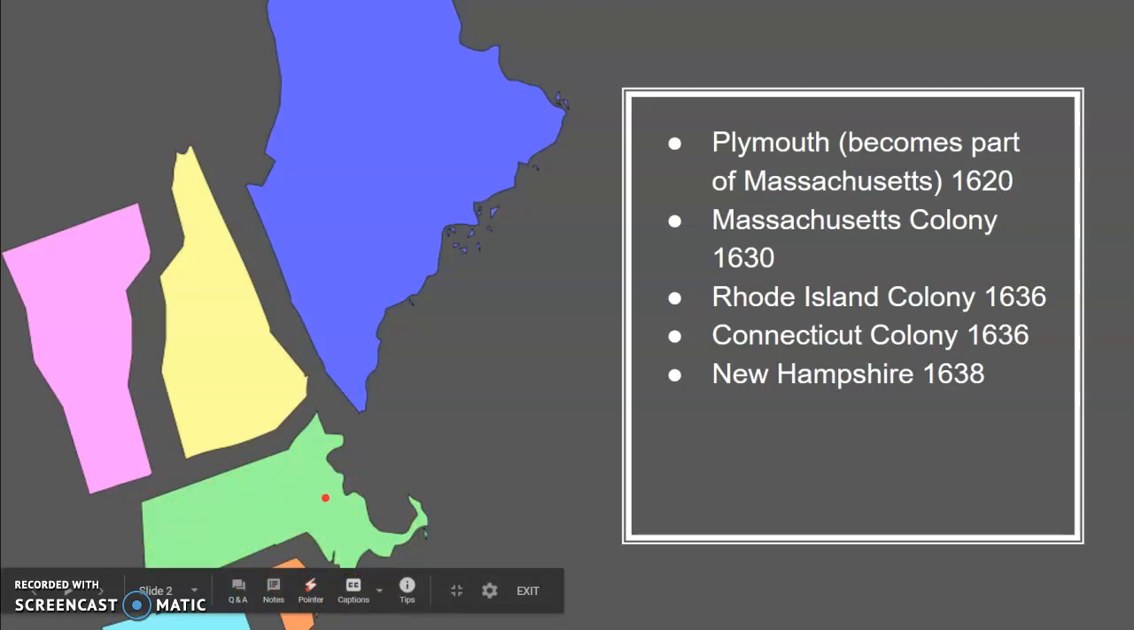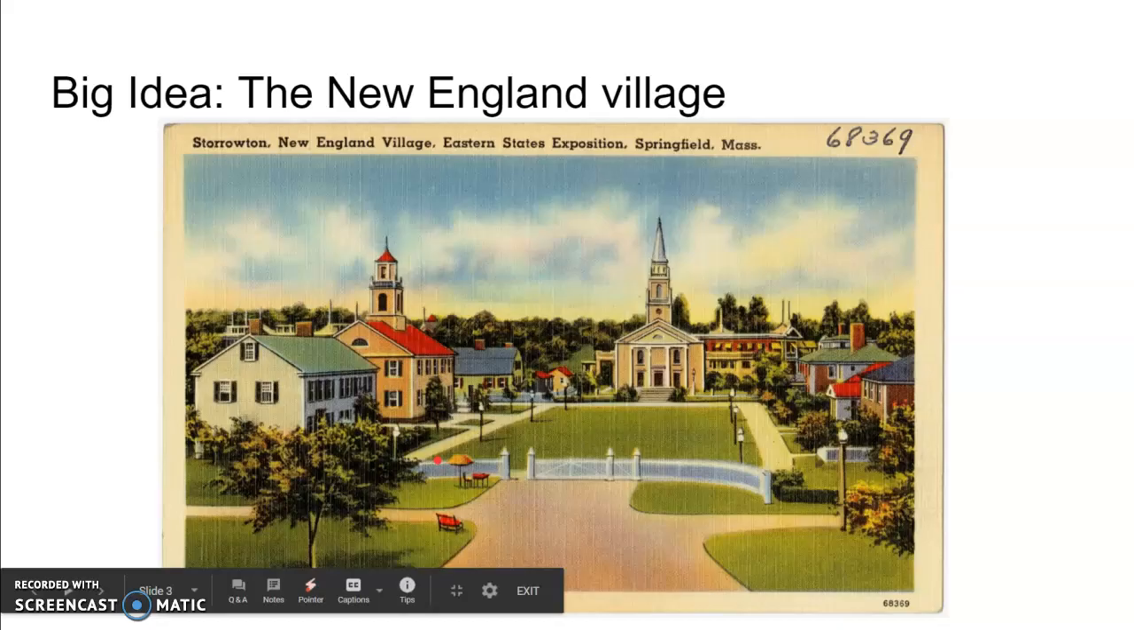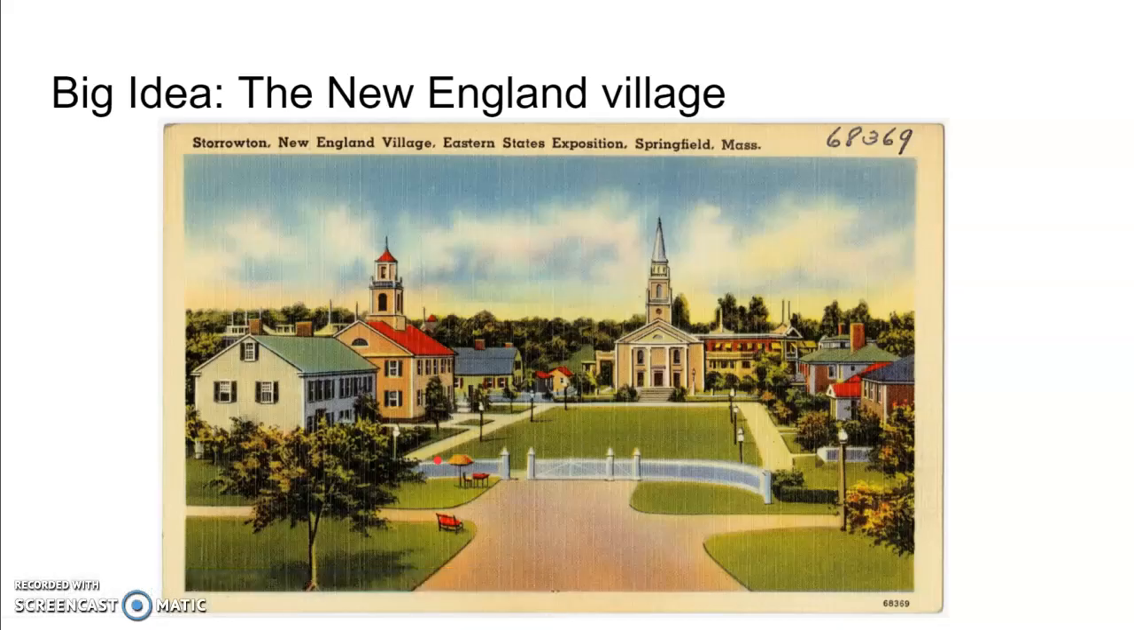Massachusetts Colony is founded in 1630, and Massachusetts also claims what's now Maine. Rhode Island Colony becomes a colony in 1636, Connecticut in 1636 as well, and New Hampshire in 1638. And in colonial times, what today is Vermont is being contested between New Hampshire and New York.